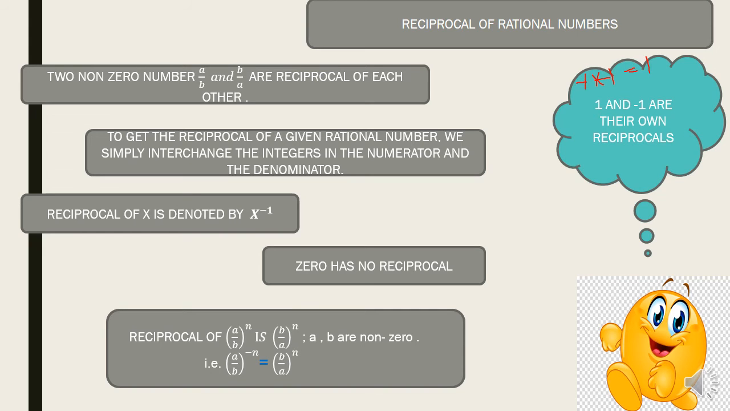Hence we can say reciprocal of (a by b)^n is (b by a)^n, where a and b are non-zero. Also we can write (a by b)^(-n), because negative power in the rational number always denotes reciprocal of that number. Hence, I can say (a by b)^(-n) is equal to (b by a)^n.